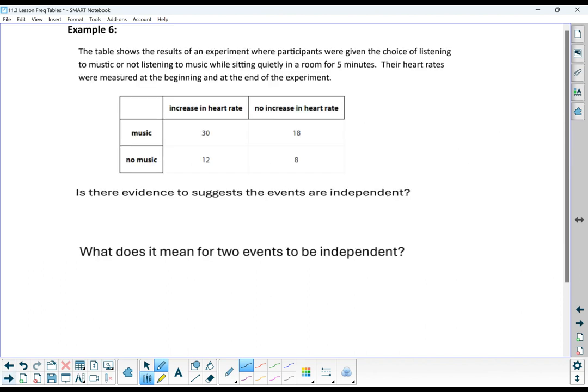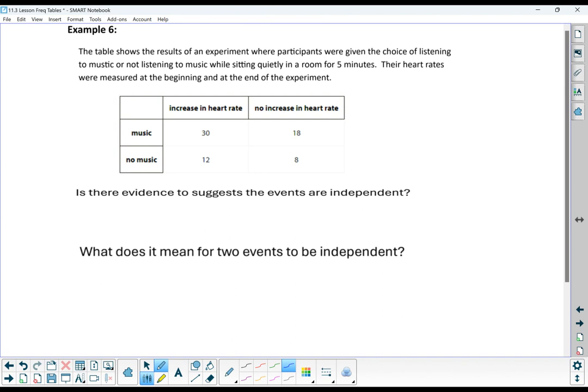Okay, example 6, last one. The table shows the results of an experiment where participants were given the choice of listening to music or not listening to music while sitting quietly in a room for a few minutes. Their heart rates were measured at the beginning and end of the experiment. We want to know, is there evidence to suggest that these events are independent?